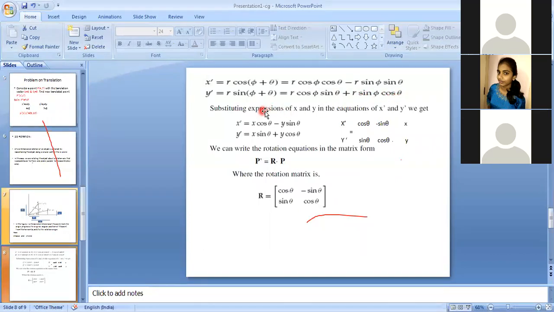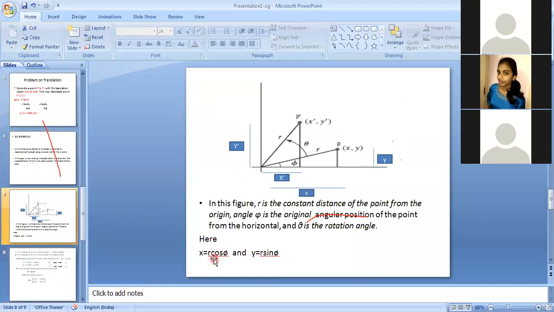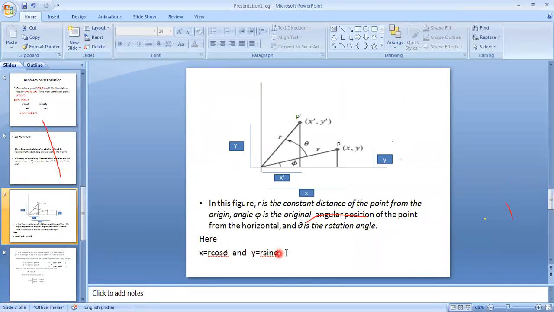Now substituting the expressions for x and y in the equations for x dash and y dash, we get x dash is equal to x cos theta minus y sin theta. X means r cos phi, so yes, correct. So x is r cos phi and y is r sin phi.